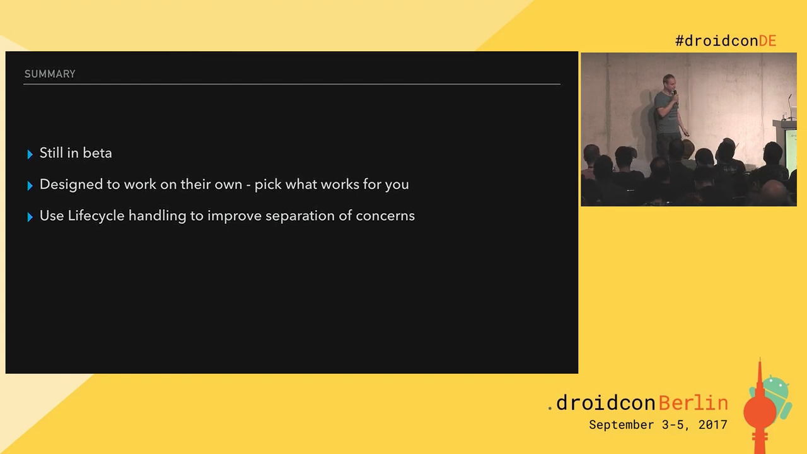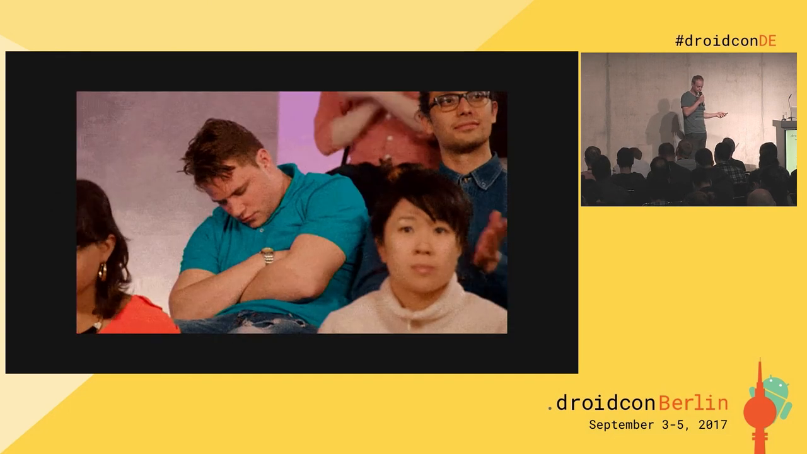The good thing about these architecture components is that they are designed to work on their own. So you don't have to take the whole package, but you can just pick what suits your use case best. So maybe you will just use Room because it's a very nice ORM. Or maybe you will just use this lifecycle awareness to improve your code. And probably you can also take the whole package, whatever floats your boat. Yeah, and I guess that's it from me.